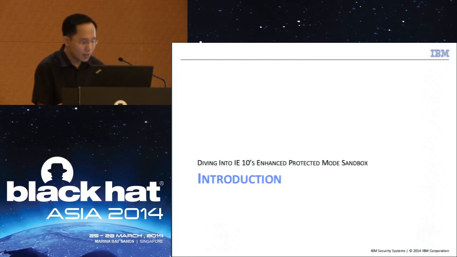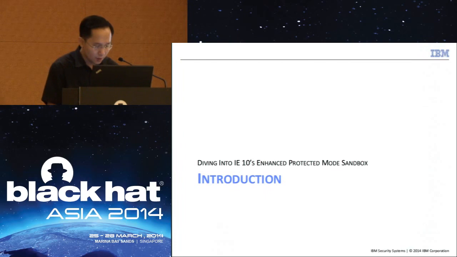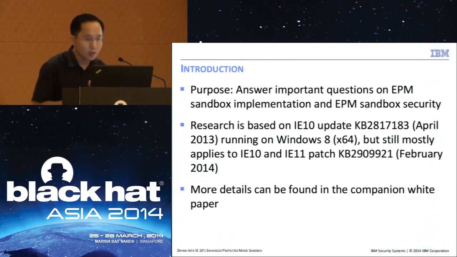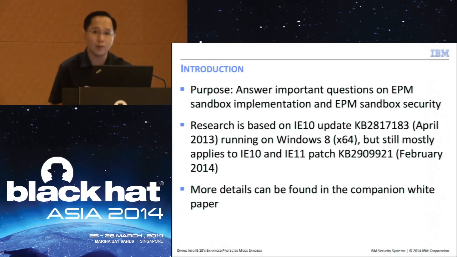It is improved in a way that in addition to limiting write access, which helps in preventing installation of persistent malware, EPM additionally limits read access and limits certain capabilities of the sandbox process. So this talk also applies to IE 11 as well. Also, a detailed white paper is available, I think, in your Black Hat CD, and an updated version will be uploaded in the Black Hat website.